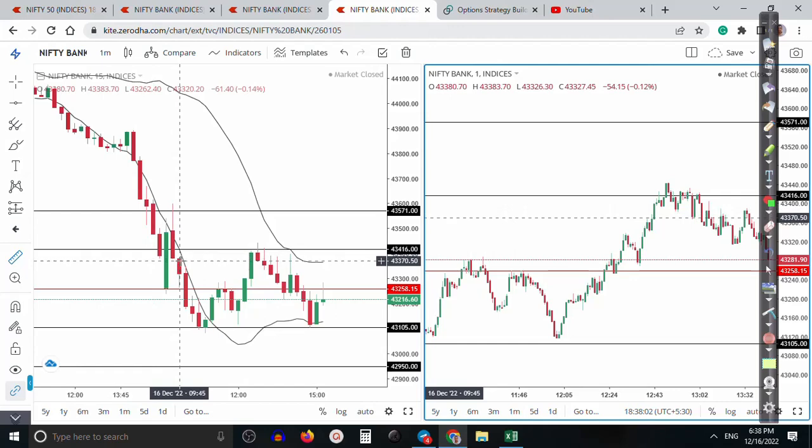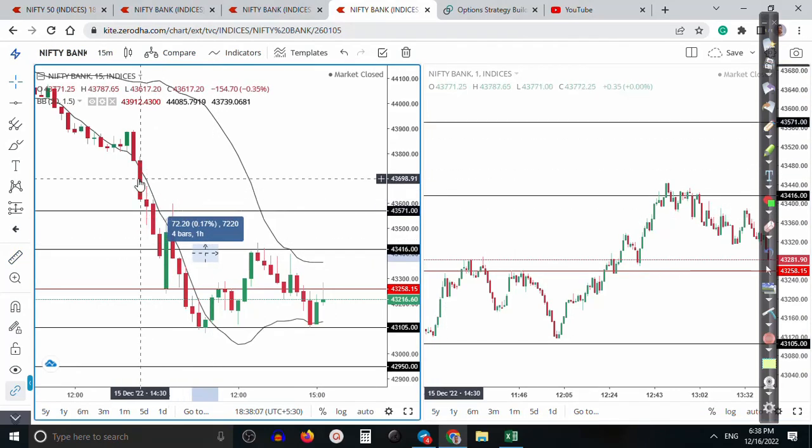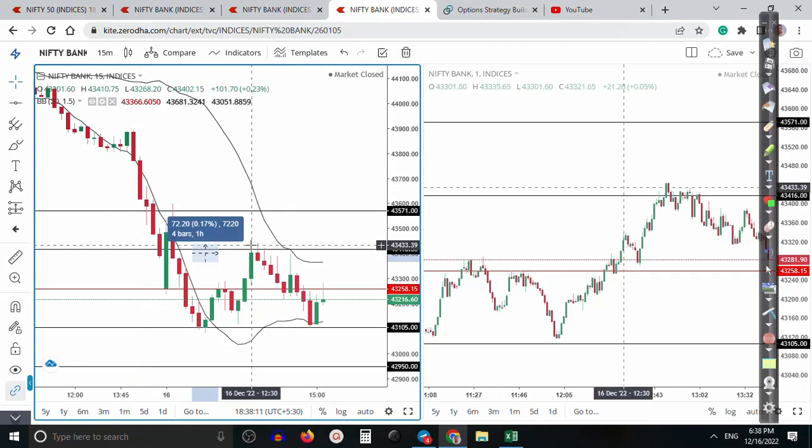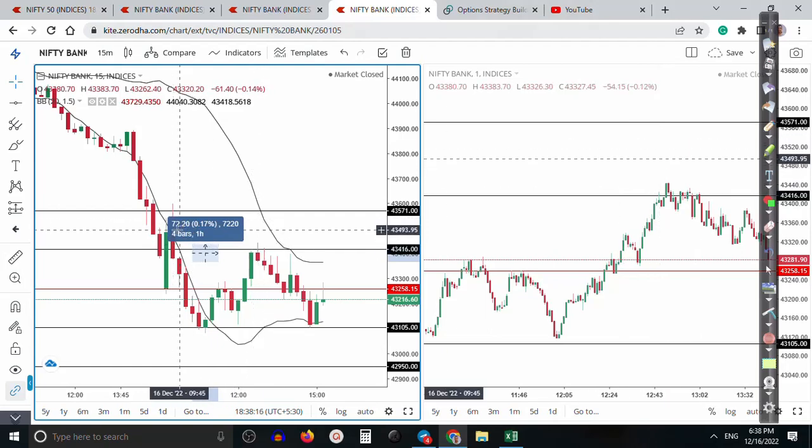What was my SL? So here is my entry point, and SL was here, 72. The first trade had a 200 SL. So that is why I selected 20 delta. Now here my SL, this higher point, SL is only 72 points or 75 points, you can say like that.